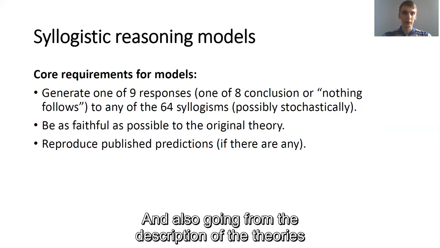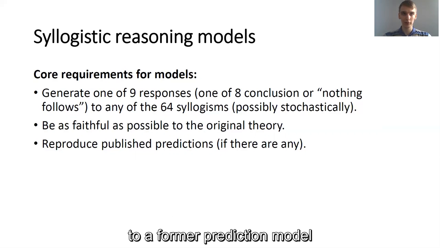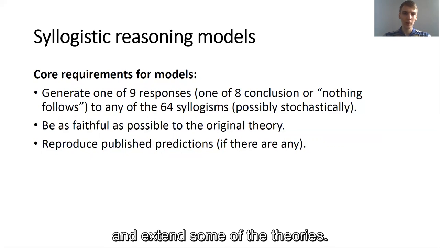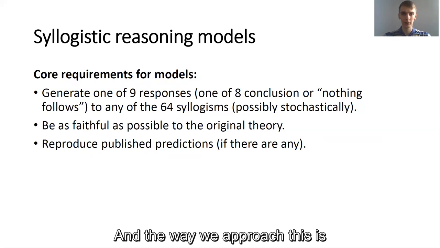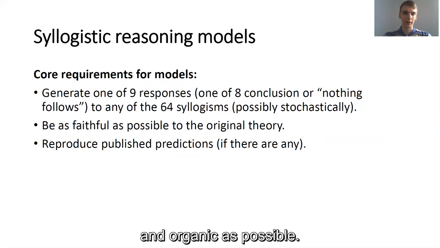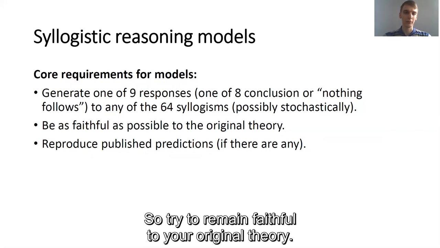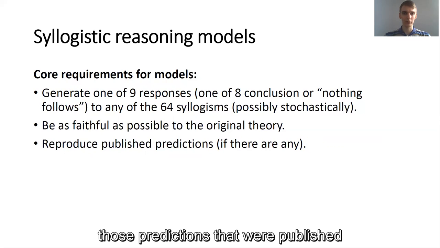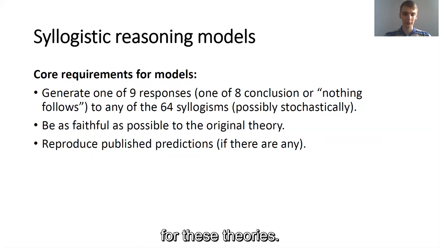Going from the description of the theories to a formal prediction model is typically not a trivial step. You have to make additional assumptions and extend some of the theories. The way we approach this is that we try to make these extensions as natural and organic as possible, so we try to remain faithful to the original theory. Our way to test that is that we reproduce those predictions that were published for these theories.